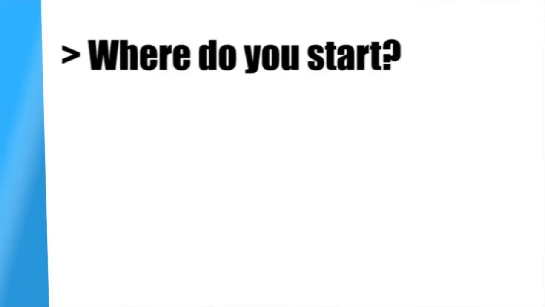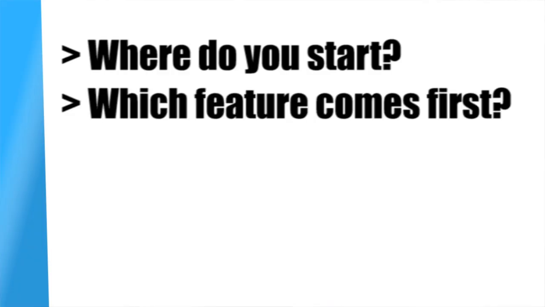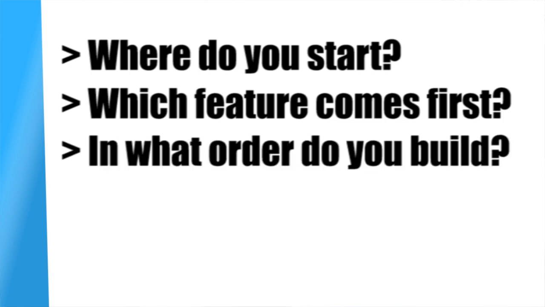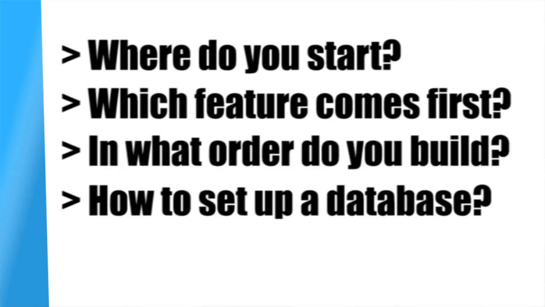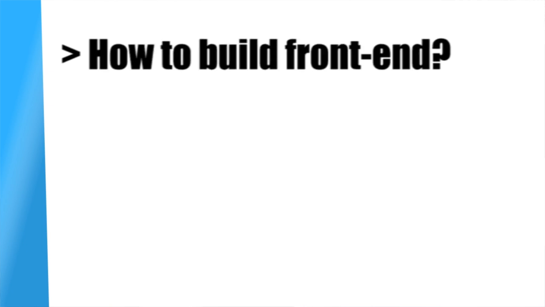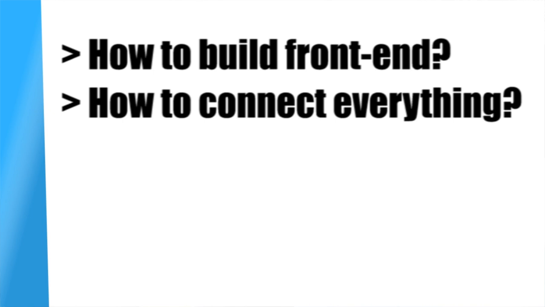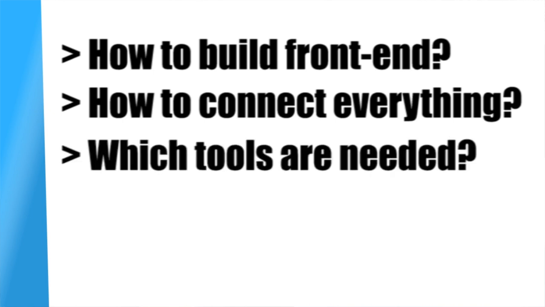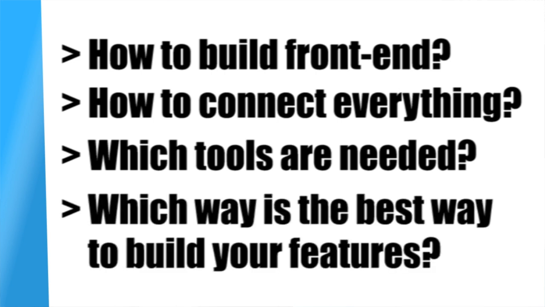The question is, where do you start? Which feature comes first? What order do you build everything in? How do you even set up a database like that? And more importantly, how do you set it up now so you're not rebuilding it later when new features come into play? How do you build the front end of an app like that? And where do you connect all the working parts? Which tools on Bubble should you be using for these different features? Because there's usually more than one way to build something, but which way is best for your app? Especially when you want to anticipate its future growth.